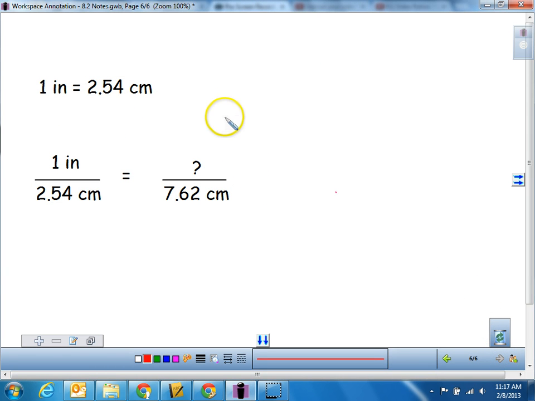And last but not least, here's your challenge question for the day. If 1 inch equals 2.54 centimeters, how many inches in 7.62 centimeters? I'm going to have you try and figure that out on your own. We'll find out for sure in class tomorrow.